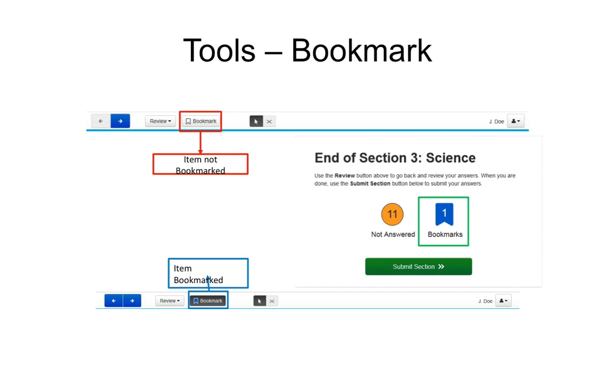With the Bookmark tool, students are able to bookmark items for later review by simply clicking on the Bookmark button in the menu bar above the test question. When the button becomes shaded and the ribbon on the button turns blue, the item has been bookmarked. Students are able to see which items they bookmarked via the Review tool, which was covered on the previous slide.